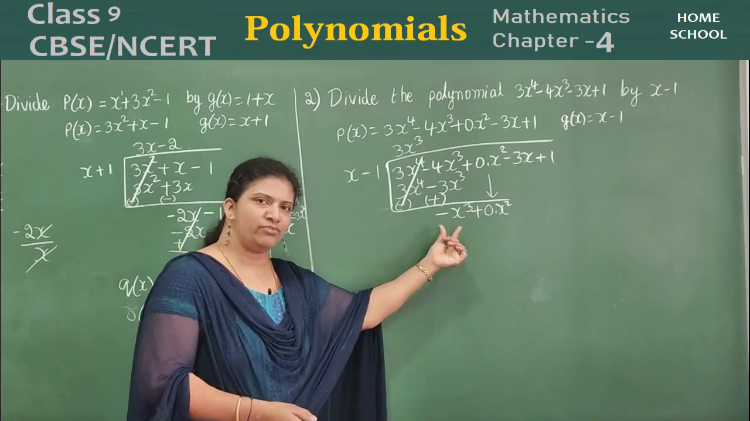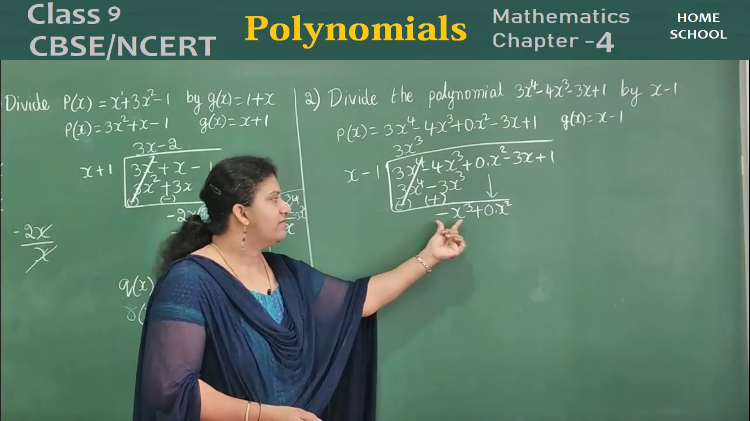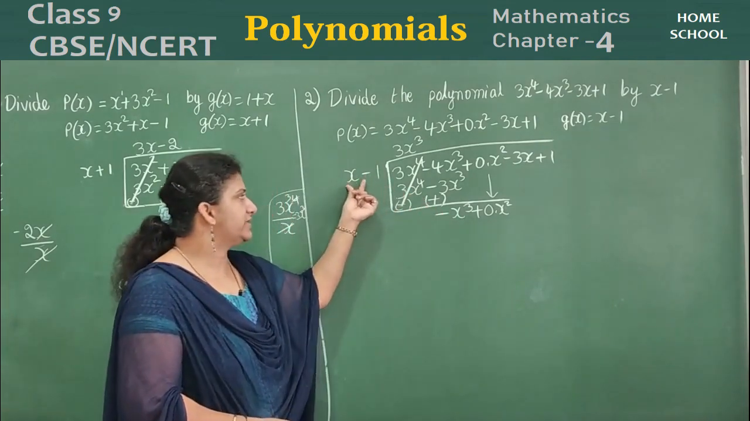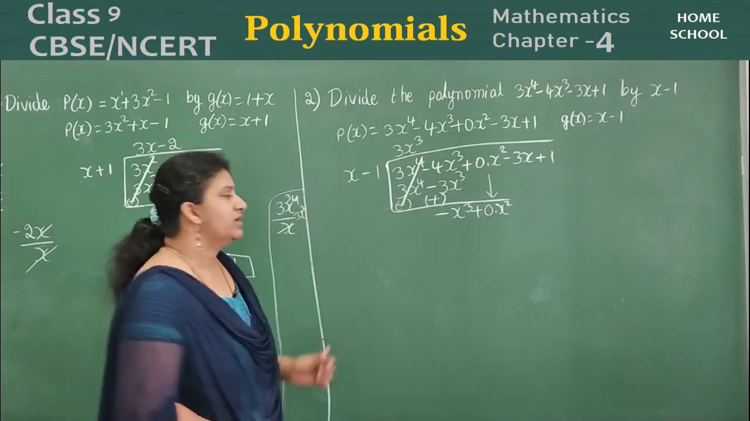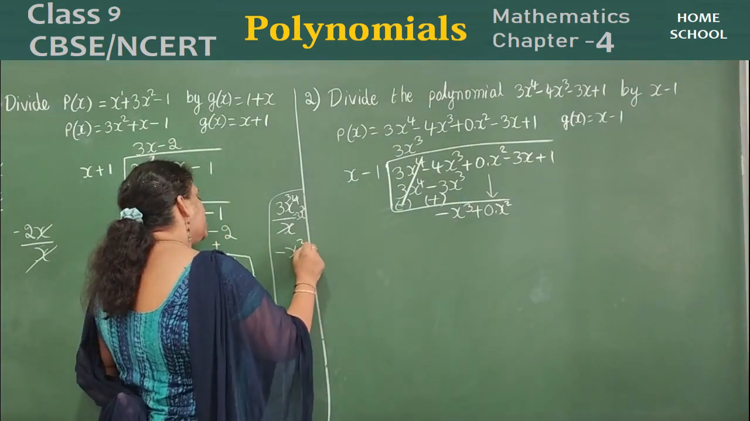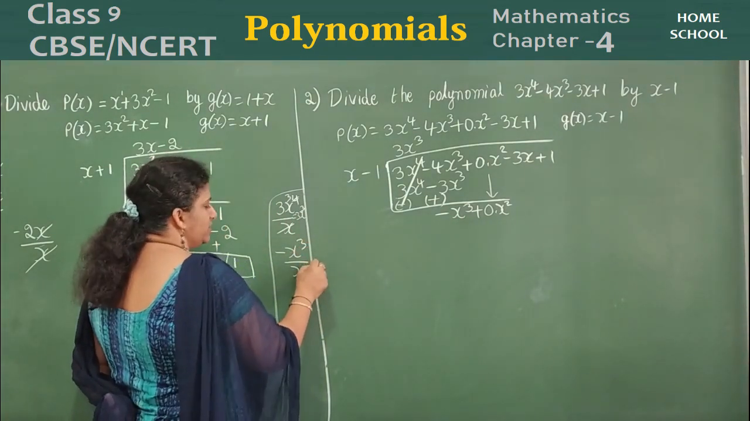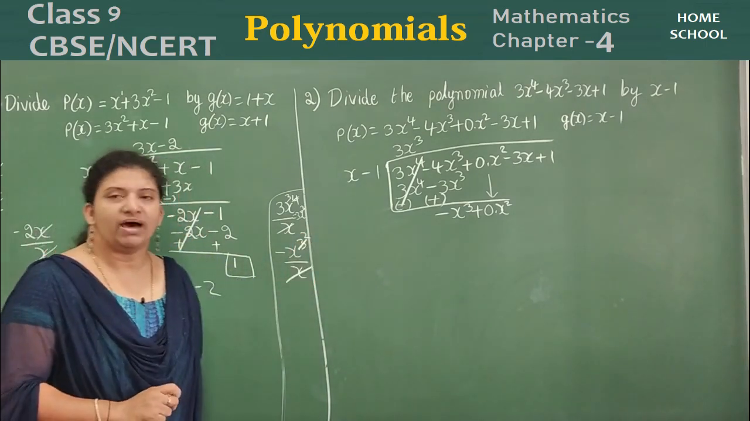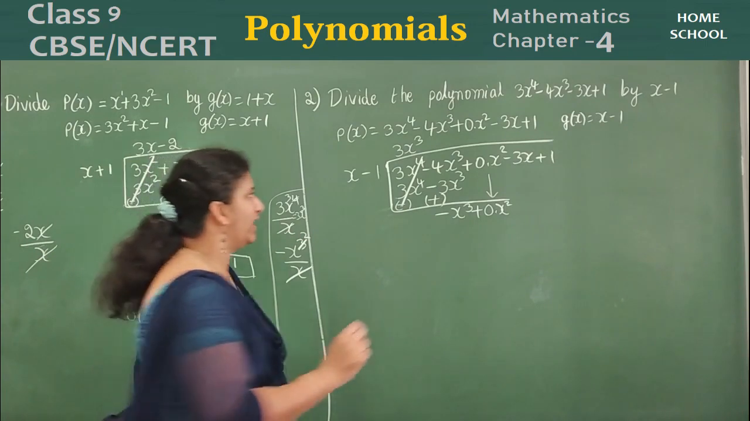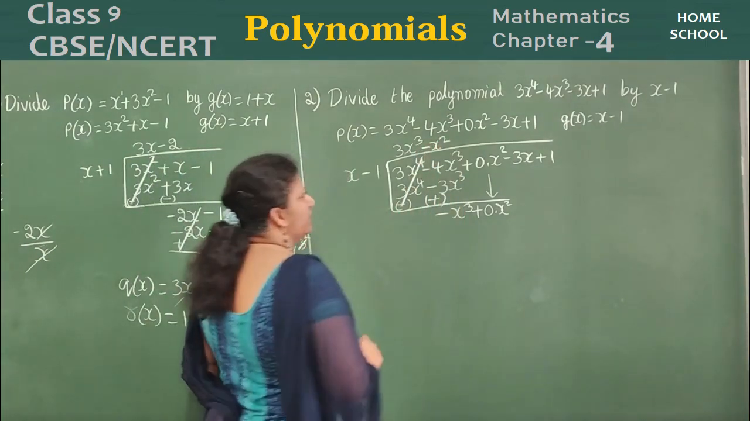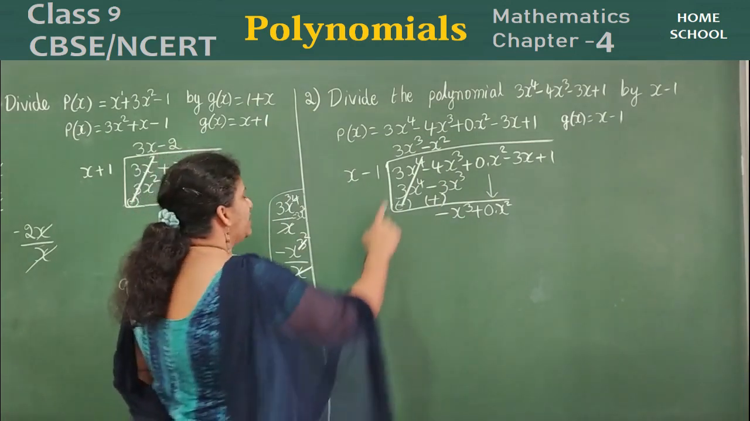Now again the same procedure continues. First term in your dividend, first term in the divisor. So that will be minus x cube by x. So if this is cancelled, what are you left with? Minus x square. Write that one here, minus x square. Okay? So minus x square.